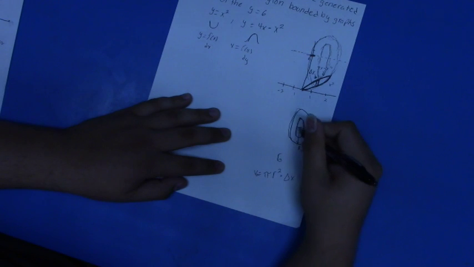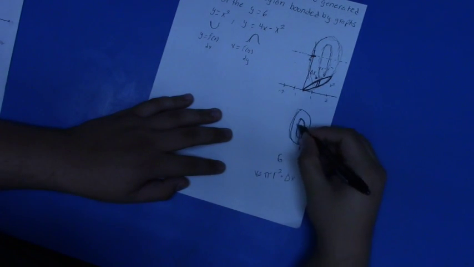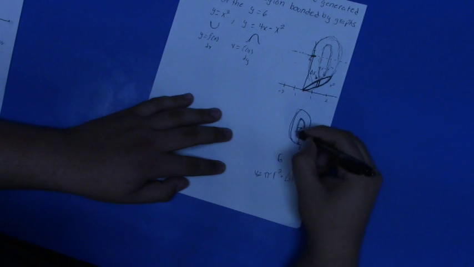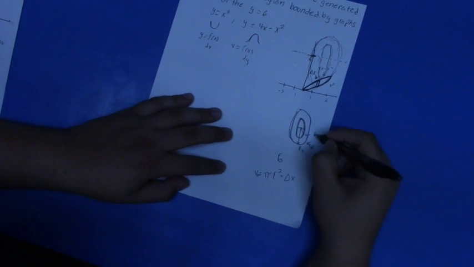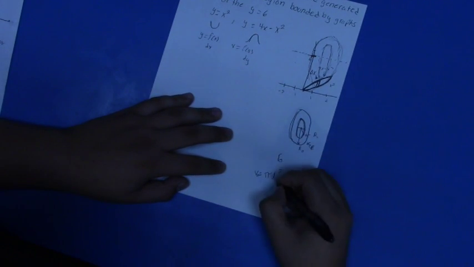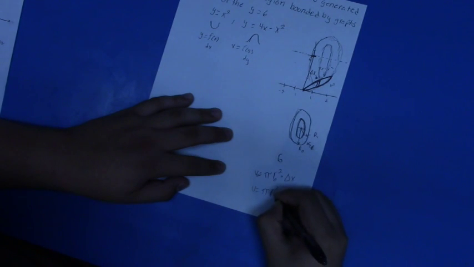And we still need to subtract the inner disc, because this is just blank space that the washer created. So in order to find the volume of this, we need to subtract. We need to use the radius of the inner function, and the volume is pi r squared of the inner function.